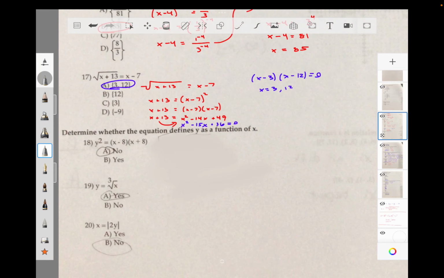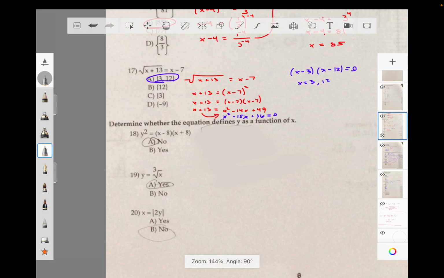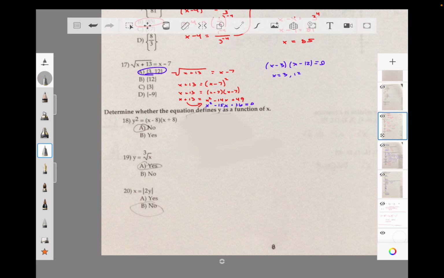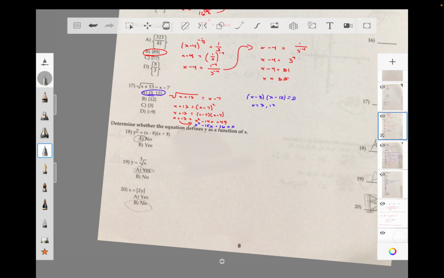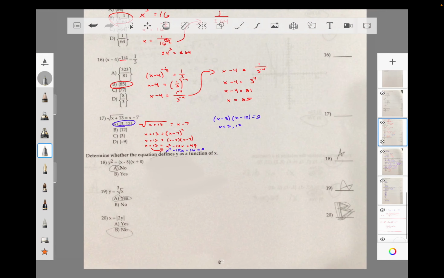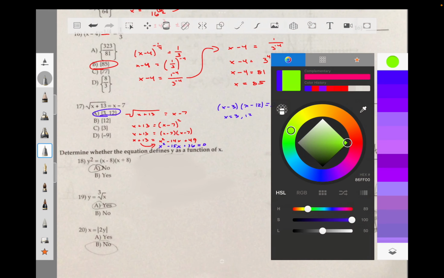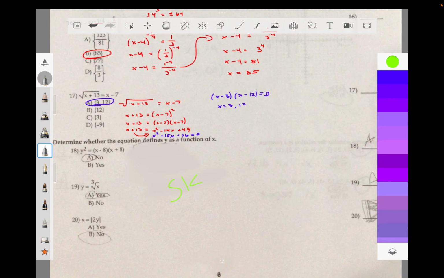Determine whether the equation defines y as a function of x. What am I looking for here? I don't remember what this means, so we'll just skip that for now. All right, I'll write in green. Skip.